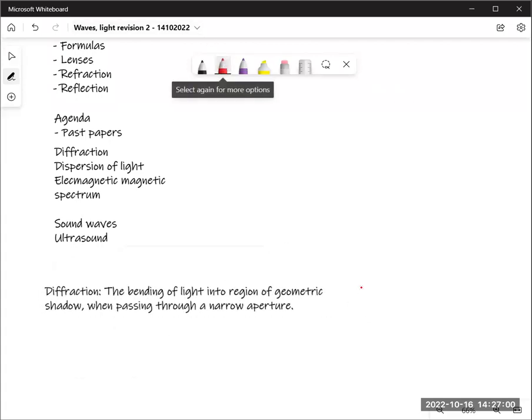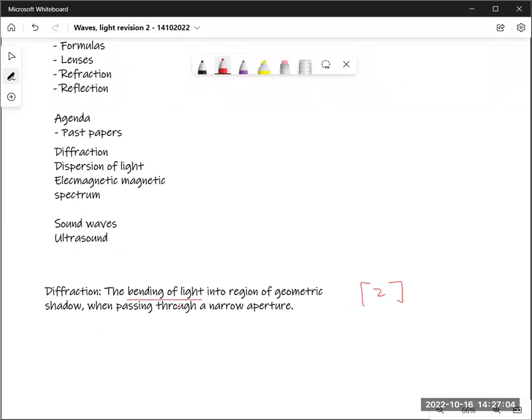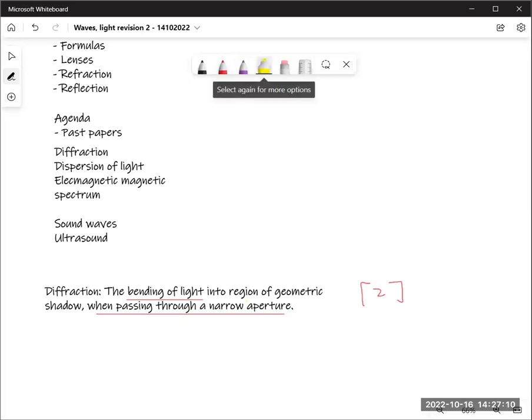Now this is 2 marks in the exam. What are the exact words you need to write? Bending of light when passing through a narrow aperture. If you write these words, you'll get the marks. But I want you to mention this part as well, region of geometric shadow. And we'll see what that means in a second. Write this down, tell me when you're done, all three of you.